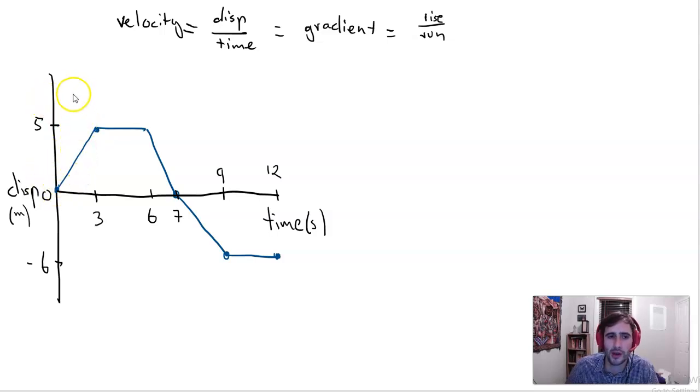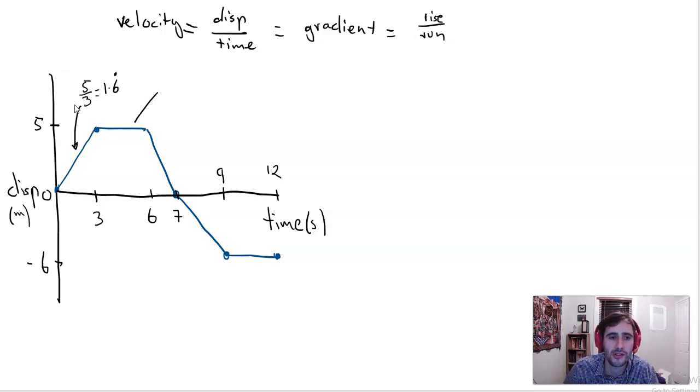So this first one here, what we have is 5 displacement over 3, which is our time. Now I've chosen that, it's 1.6. That's a bad fraction, I think. Normally these things would be like 10 over 2 or something like that. They're not going to be too tricky, but you can always use your calculator for that sort of thing.